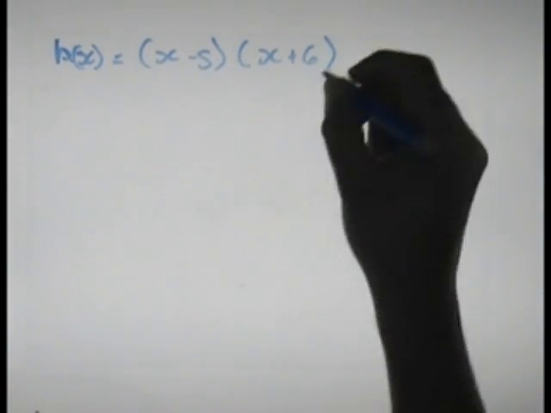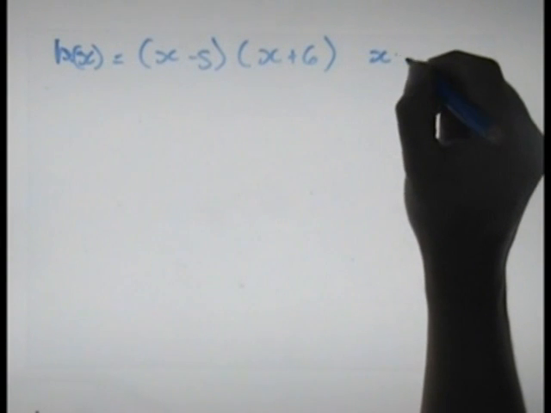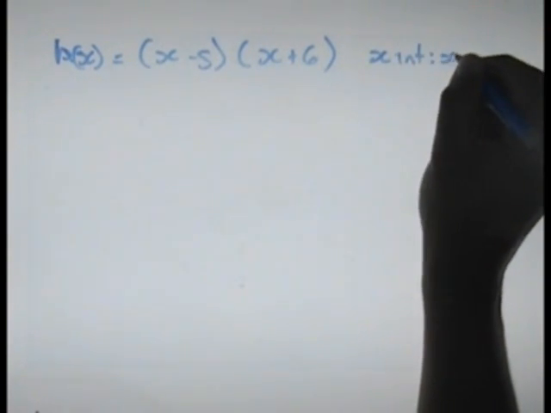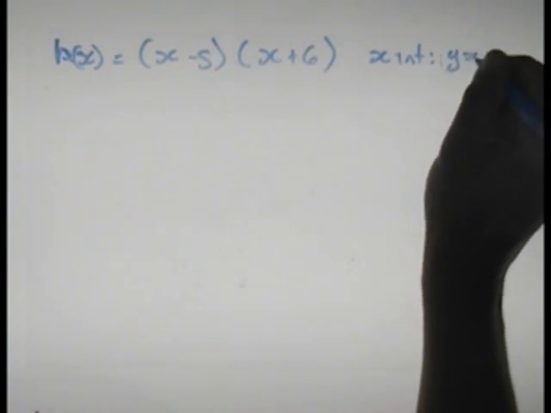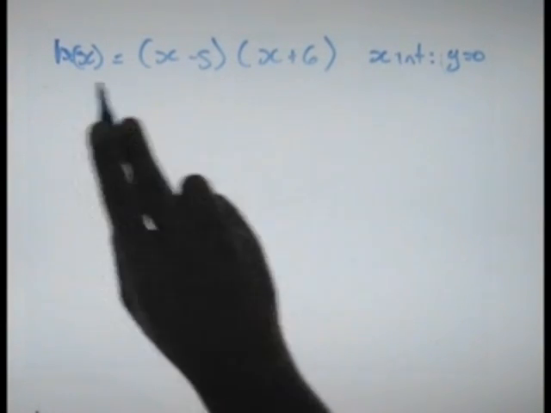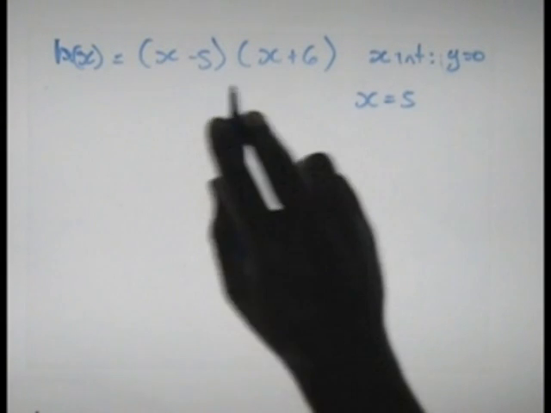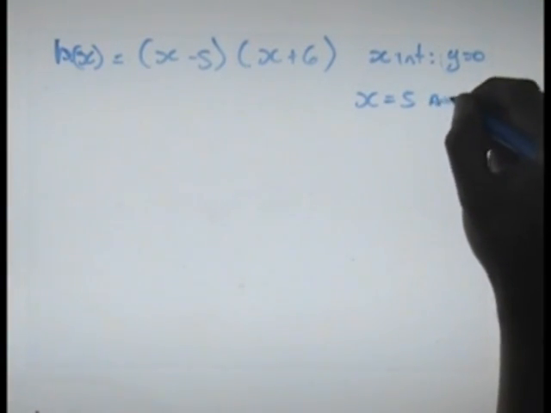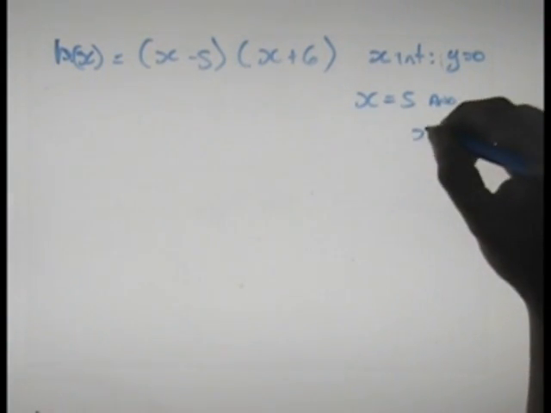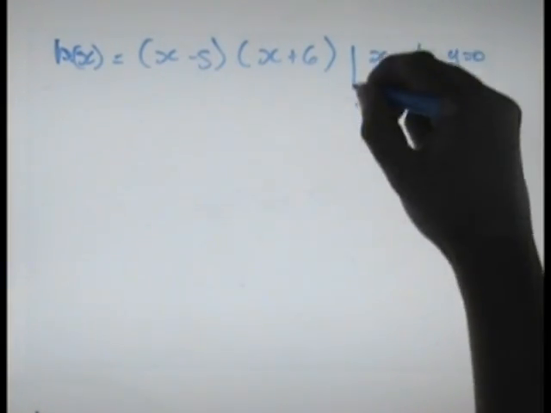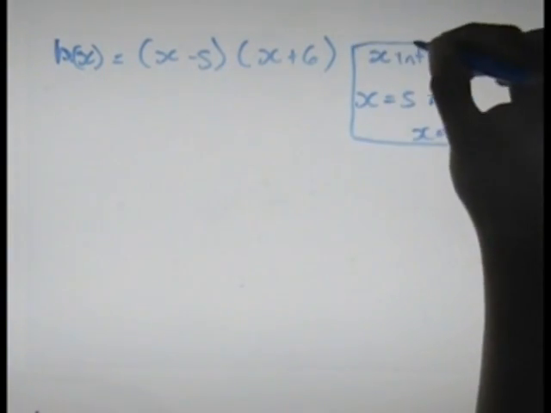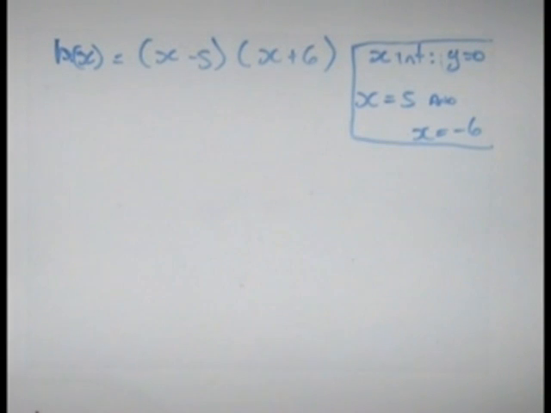Step 4 looks at my x-intercepts, which happens when y is equal to 0. That means that that is equal to 0. That means my two x-intercepts are either x is equal to 5 and x is equal to negative 6. Keep that in mind. It's already in that form, no need to factorize it later on. This is still step 4, by the way.